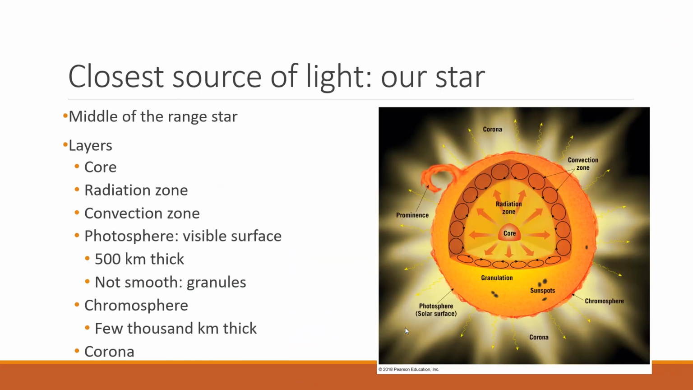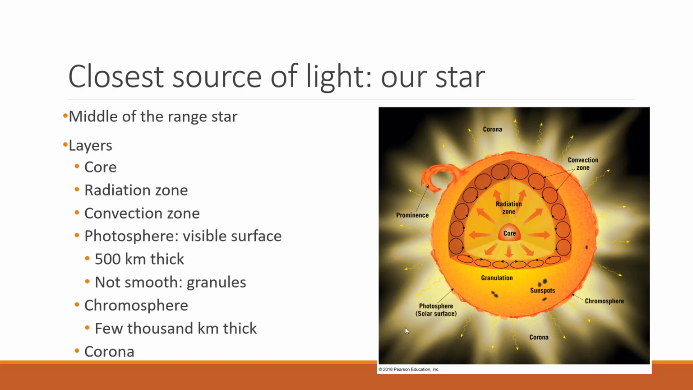So what about our closest source of light? That would be our star. Our star is a middle of the range star. Middle of the range age, it is middle of the range temperature, it's a yellow star. Middle of the range energy, everything's middle of the range. It is in what's called the main sequence, which I'll talk about in a second.